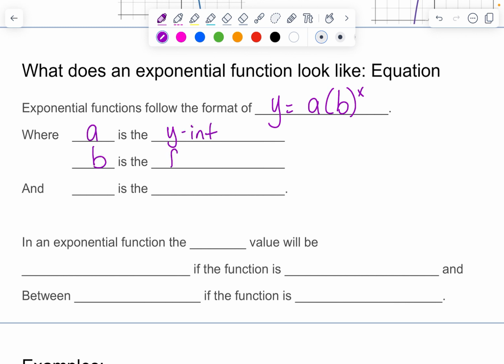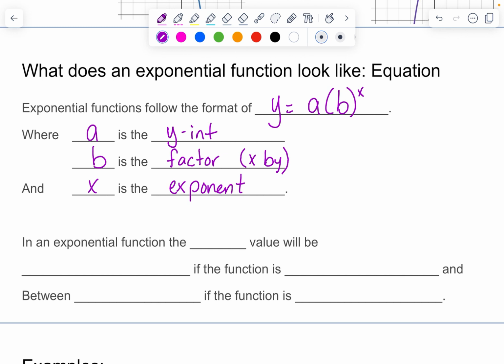B is the factor that you're multiplying by. And then x is always going to be the exponent. Now, in an exponential growth or decay problem, which is what we'll look at later, x is going to represent time. But in a normal exponential function, it may or may not, but it's always going to be the exponent.